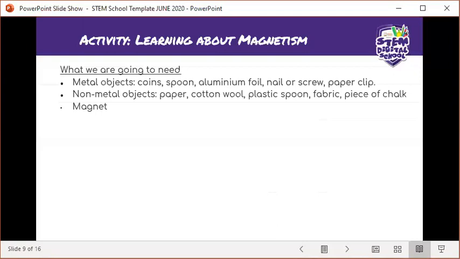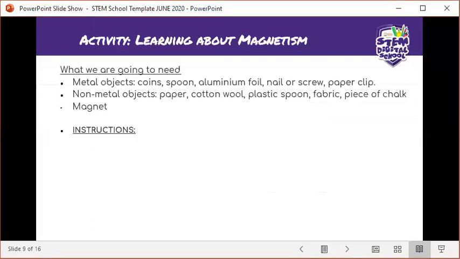So what we're going to need are metal objects. Examples of metal objects are coins, a metal spoon, aluminum foil, a nail or screw, and a paper clip, all right? And then our non-metal objects would be paper, cotton wool, plastic spoon, fabric, piece of chalk, as well as a magnet, okay? So those are the materials that we are going to need.